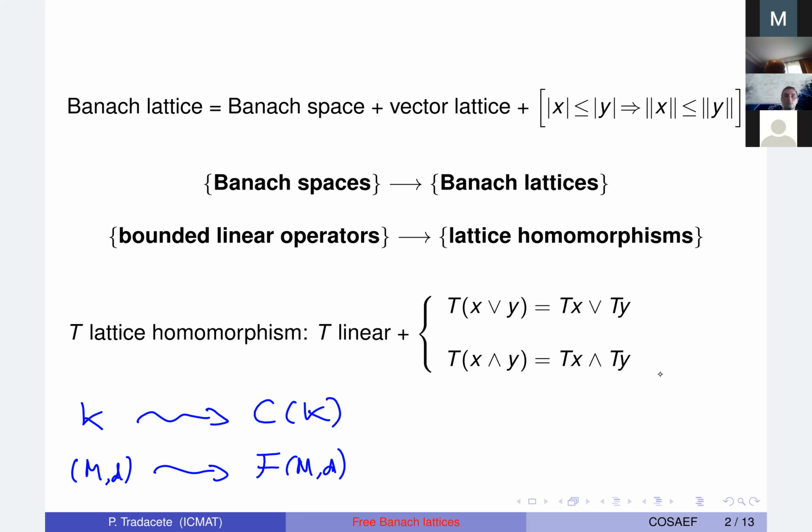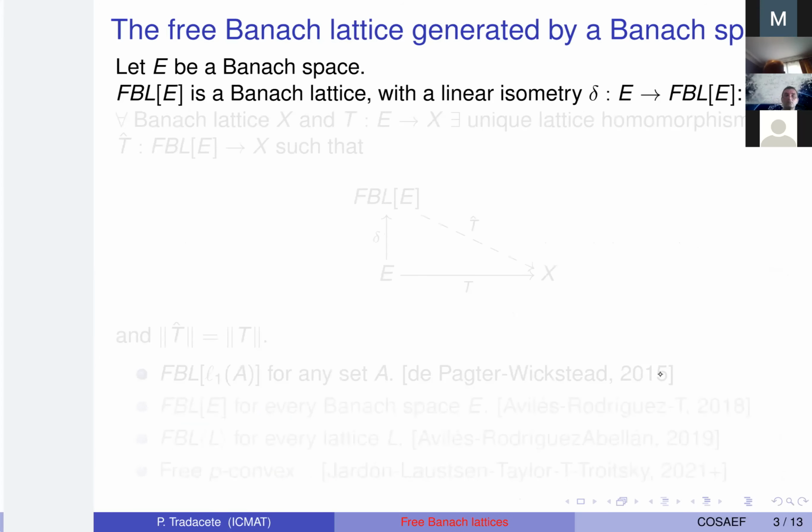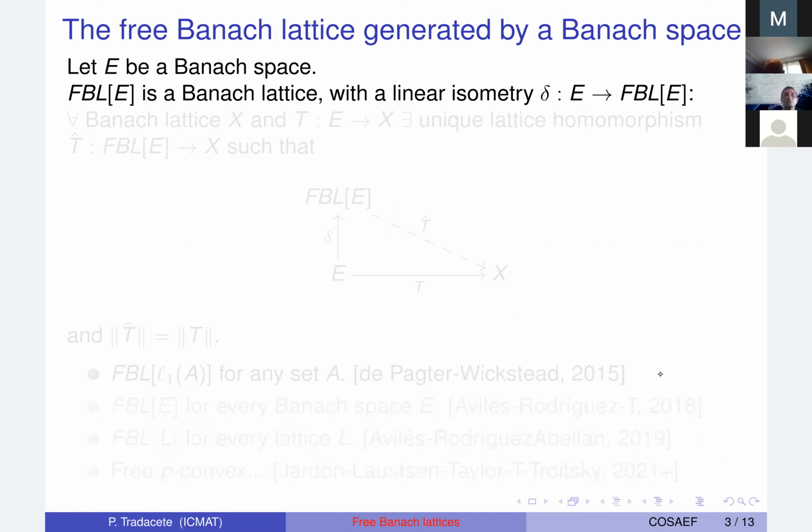Okay, so let me recall what the free Banach lattice generated by a Banach space is. We start with a Banach space, call it E, and I'm going to define the free Banach lattice generated by E, which is, of course, a Banach lattice. I will call it FBL of E with square brackets. And it will always be equipped with a linear isometry from the original Banach space E into FBL of E.